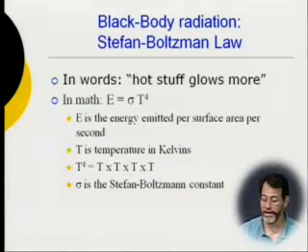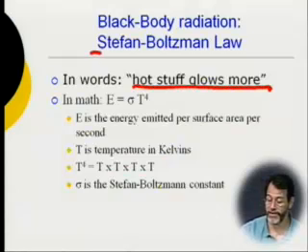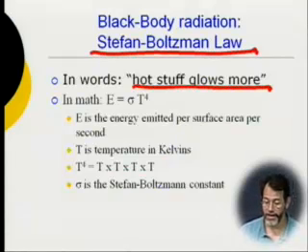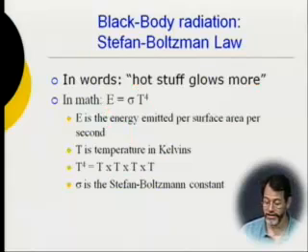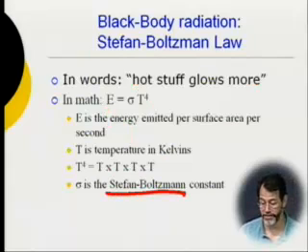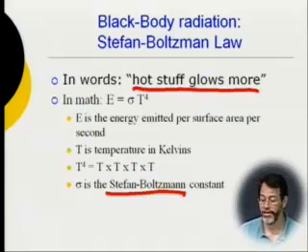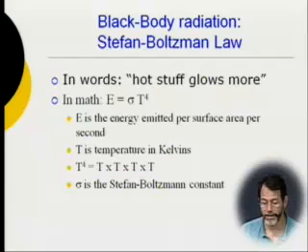So the hotter something is, the more it glows. And that is determined by the Stefan-Boltzmann law. In math, the energy it gives off is sigma, which is a constant, times the temperature to the fourth power. So E is energy, T is temperature again. Sigma is a constant called the Stefan-Boltzmann constant, because this is the Stefan-Boltzmann law. And this law just says, as I said, hot stuff glows more. Heat it up, it's going to give out more energy, more photons.